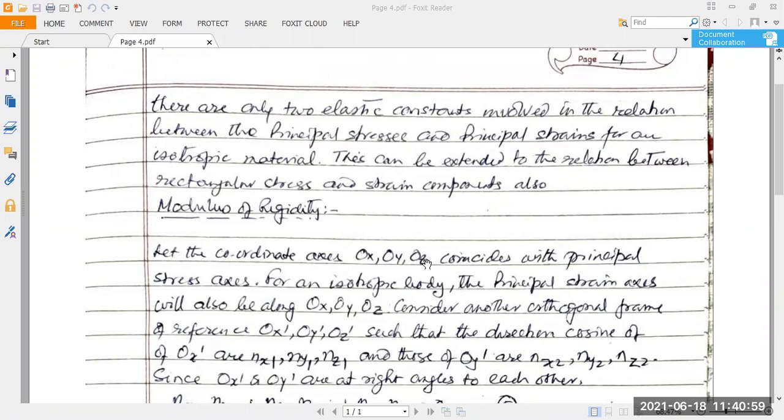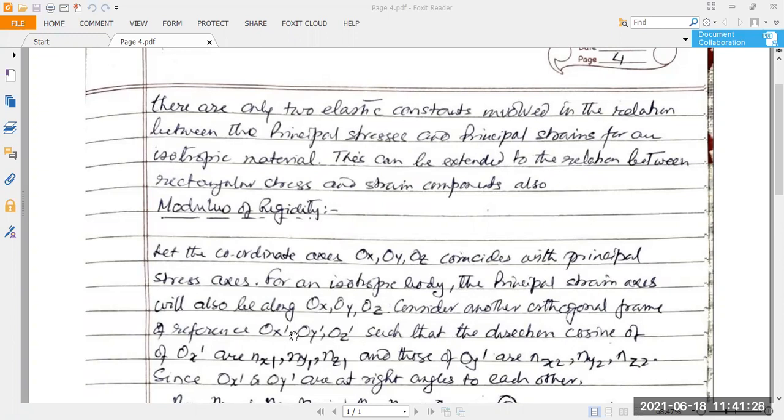Here we have OX dash, OY dash, and OZ dash, which means OX dash has an inclination with OX, OY, and OZ. OY dash has an inclination with OX, OY, OZ, and similarly OZ dash also has an inclination with OX, OY, OZ, with the condition that they originate from the same point O. The origin is not shifted, just to keep our calculation less complicated.